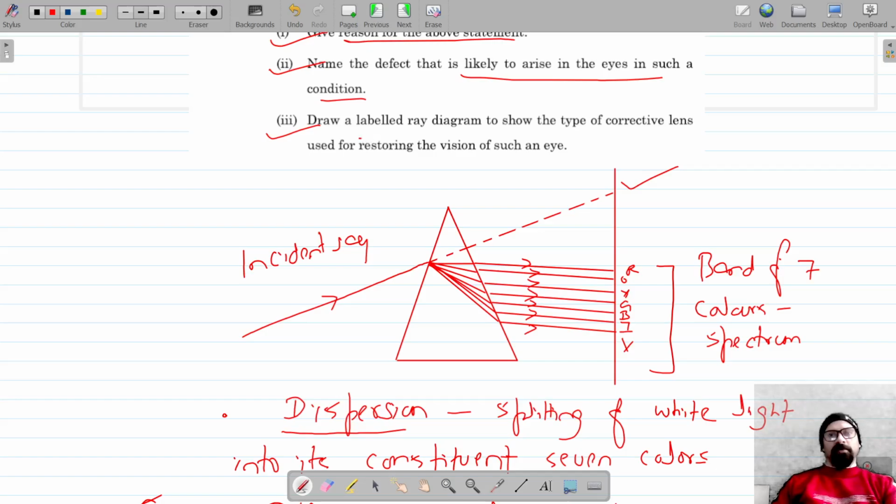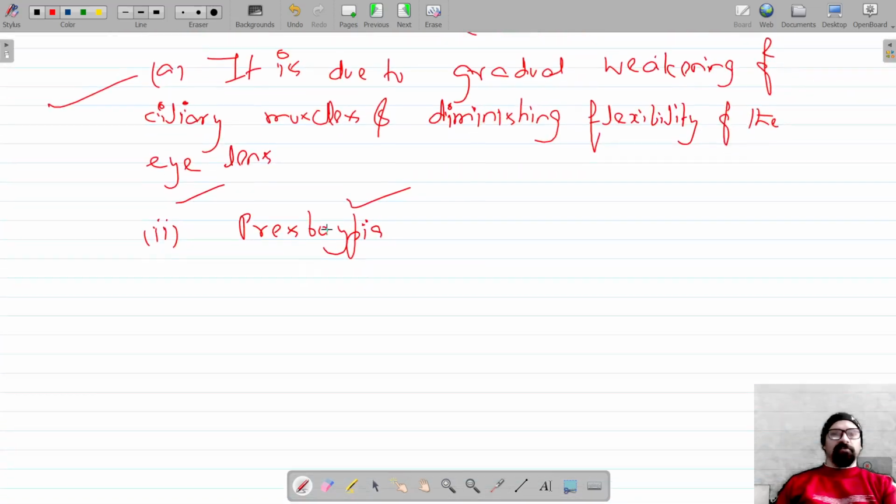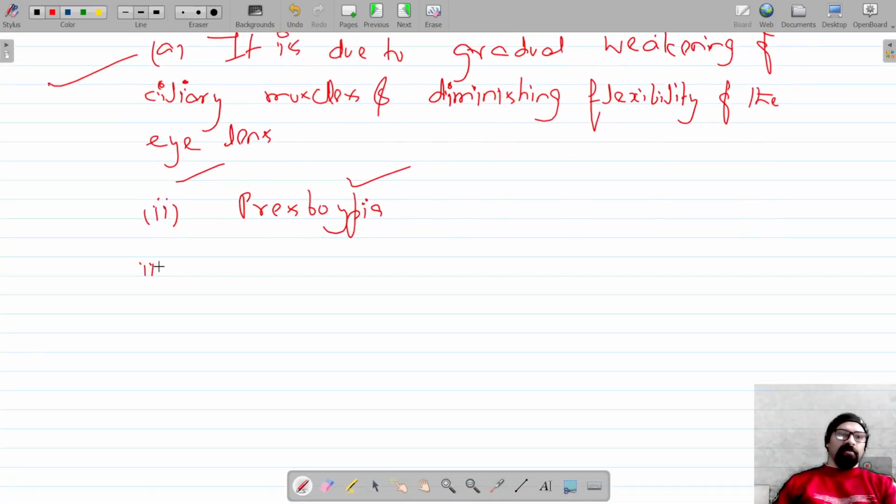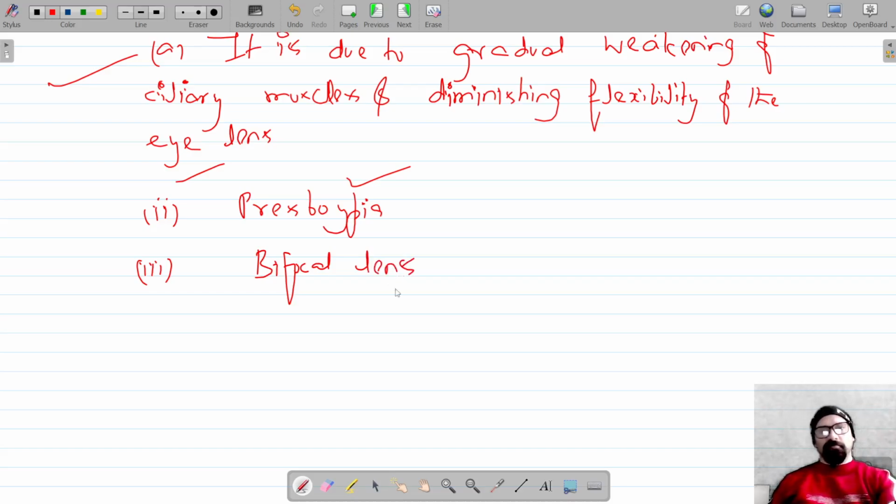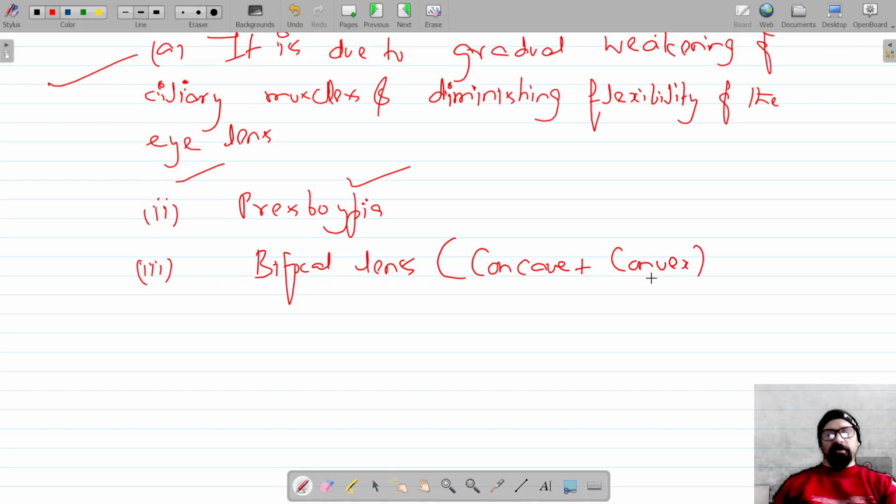And we have to draw a labelled diagram to show the type of corrective lens. So the corrective lens used for correcting this defect is the bifocal lens. Bifocal means we have both concave and convex in that. And for the bifocal lens, we don't have any ray diagram. It's used in the specs.